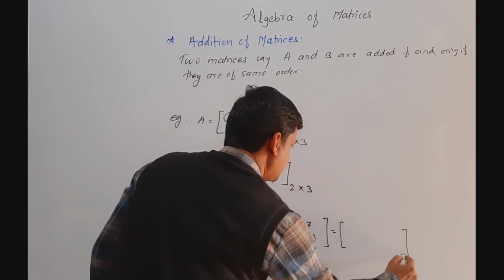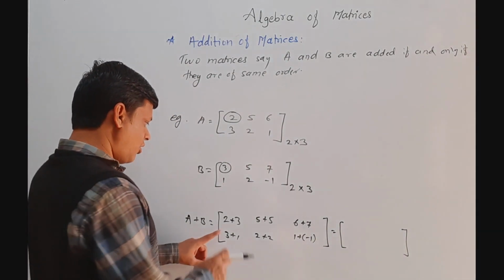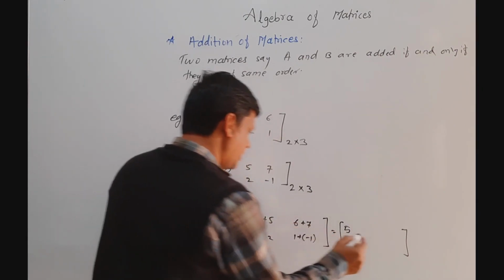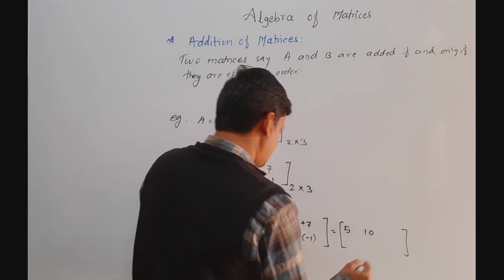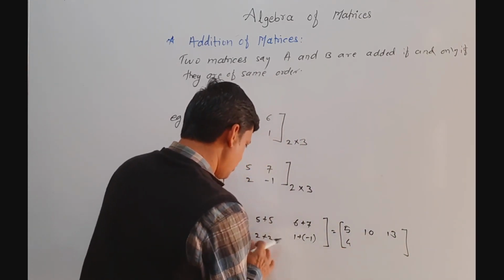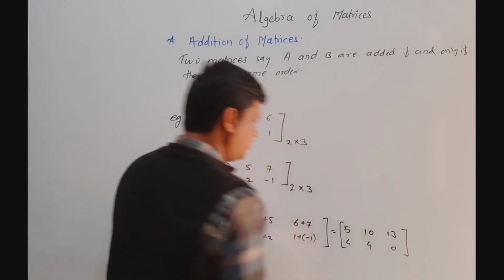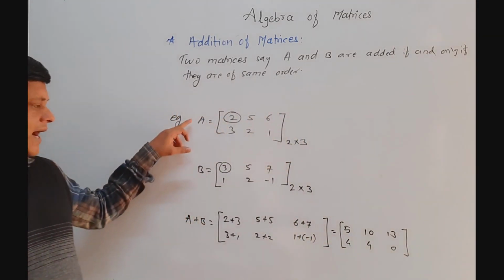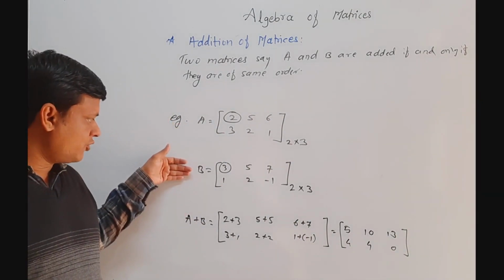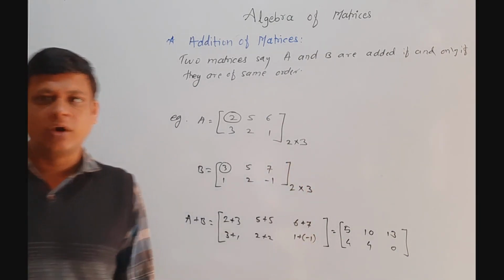So we add corresponding elements while adding the two matrices which are of same order. So 2 plus 3 we get 5, 5 plus 5 we get 10, 6 plus 7 we get 13. 3 plus 1 we get 4, 2 plus 2 we get 4, 1 minus 1 we get 0. So in this way we add matrix A with matrix B, and this addition is possible because these two matrices are of same order.